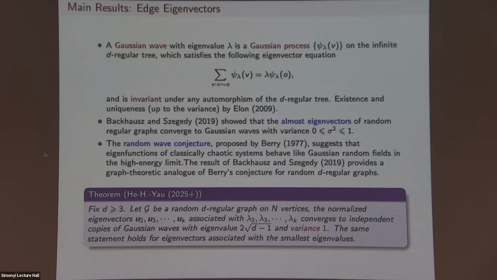In ongoing joint work with Yukun and Yao, we can show this variance equals 1, at least for the edge eigenvectors. If you sample a random regular graph and look at the eigenvectors u2, u3, ..., uk associated with those extreme eigenvalues, they will converge to independent copies of the Gaussian wave with eigenvalue 2 times the square root of d minus 1, because they are edge eigenvalues. The same statement holds for the smallest eigenvalues. So those are the results I will discuss.